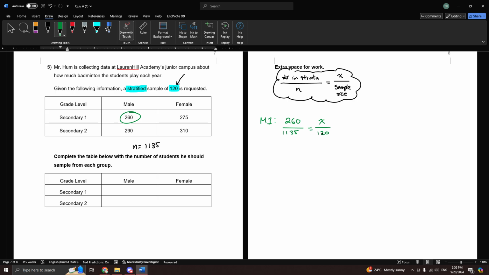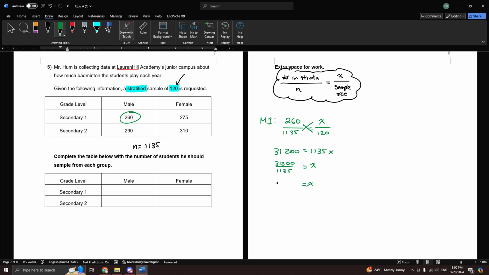Let's cross multiply. 260 times 120 is going to be 31,200, and that's going to be equal to 1,135x. We want to isolate that x, so we want to divide both sides by 1,135, right? Because x is currently being multiplied by 1,135. We're going to do the inverse of multiplication, which is division. So we're going to divide both sides by 1,135. On the right side, I'm left with x. On the left side, I have 31,200 over 1,135.